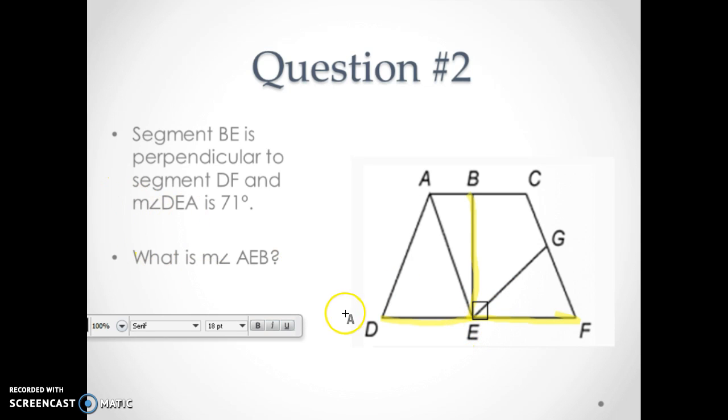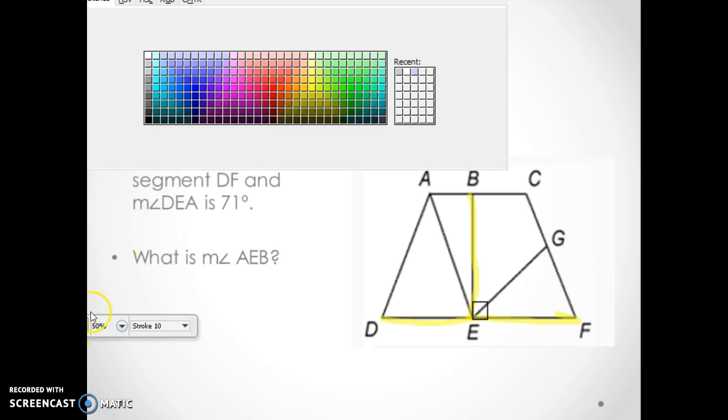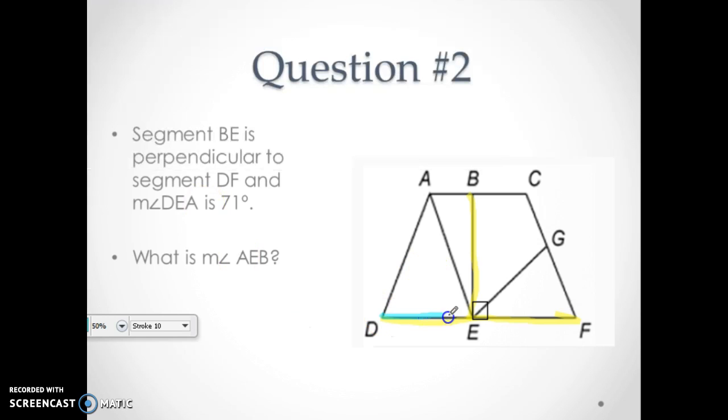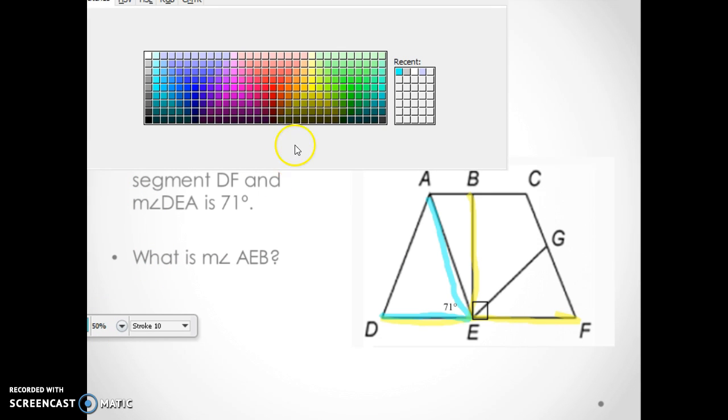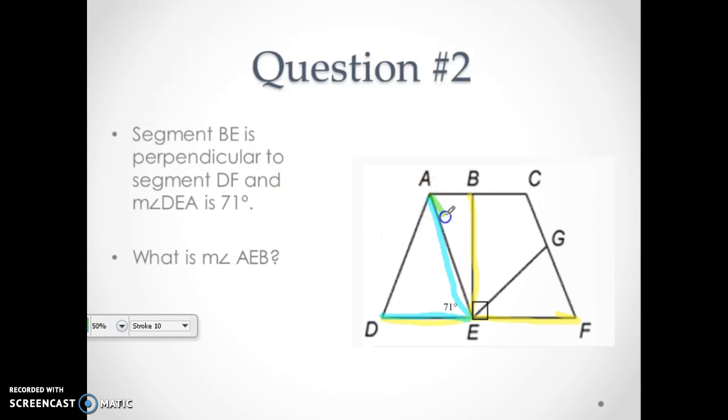And the measure of DEA, that's DEA, is 71 degrees. So plug that in so you know what that means. And they want to know what the measure of AEB is. And where's that? AEB. All right. So if BE is perpendicular to DF, this is a right angle, so is this angle over here. So DEB is a right angle.